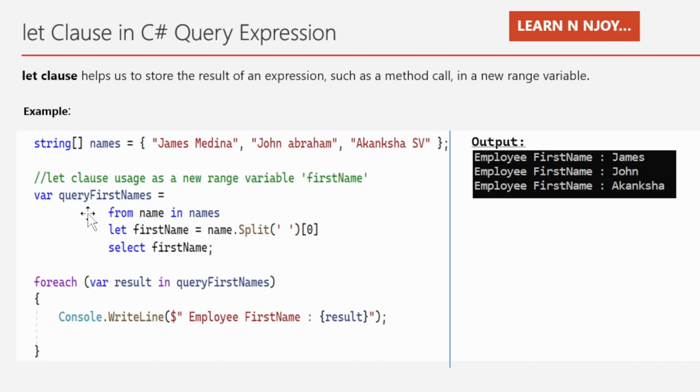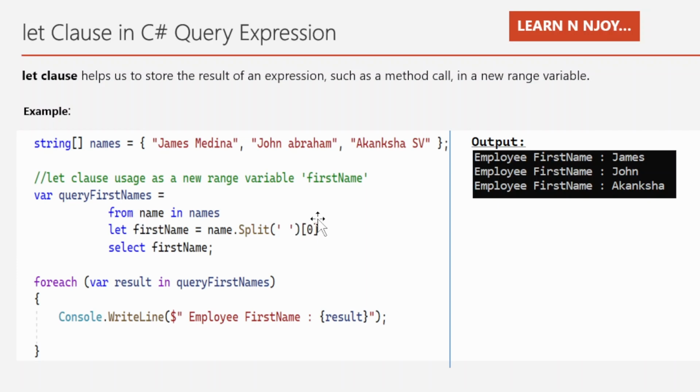Okay, in the next statement, I have written this query expression: from name in names, let firstName is equal to name.Split 0, select firstName. If you notice this let statement, I have written let firstName is equal to name.Split 0. What it does is it splits the name with the help of blank space and takes the first element of the split array and stores it in the variable firstName, which is defined by the let clause, right?